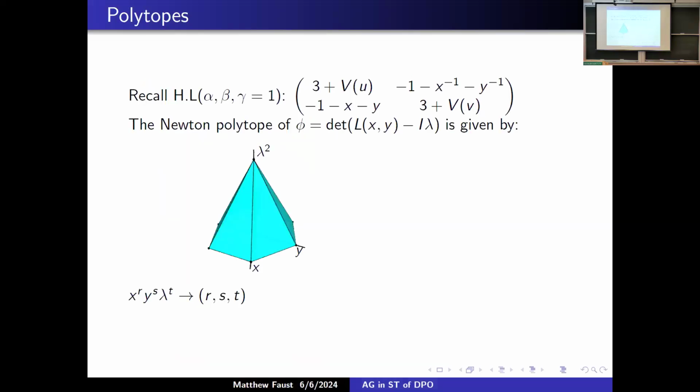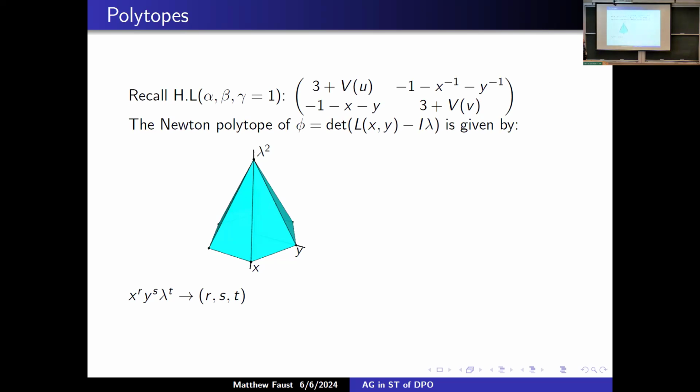Okay, so one of the main tools that we use for studying spectral edges, and which will also come up when I start discussing irreducibility, is the Newton polytope of a function. The Newton polytope of a polynomial is just the convex hull of the exponent vectors of that polynomial. So take any term that shows up in your polynomial, send it to a point in space, so x to the r, y to the s, lambda to the t gets sent to (r, s, t), plot those in space, and take all points in between.